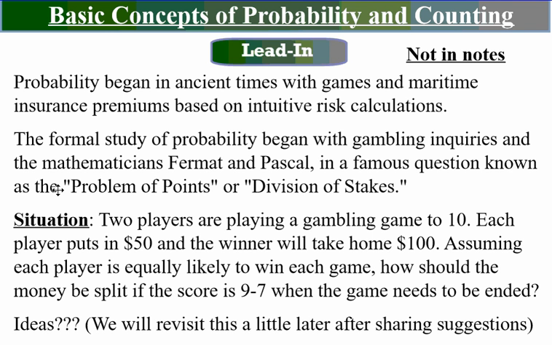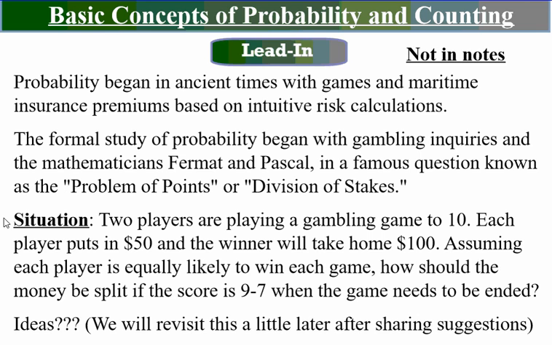But those calculations were based entirely on intuition. There was no mathematical calculations going on. The actual formal study of probability began with gambling inquiries and with two mathematicians known as Fermat and Pascal, and a famous question known as the problem of points or division of stakes. There's also another item that they were considering, another gambling question. And it's because cards and dice are inherently probabilistic.